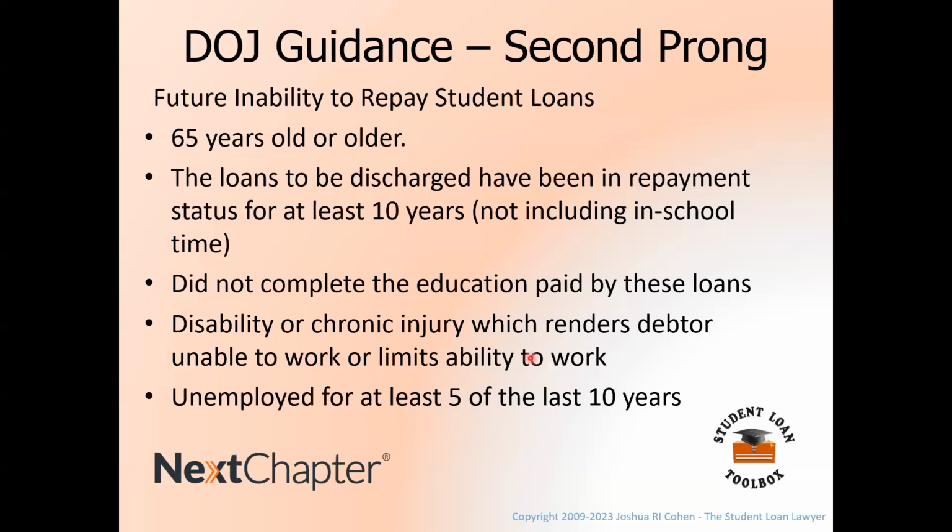Notice this is not a permanent disability. They're not asking about permanent disability. If they have a permanent disability, you should be doing the TPD discharge, the total and permanent disability discharge application. Your client gets rid of their loan in 60 days. But this is just asking about any kind of disability that makes them unable to work or limits their ability to work. If they're a part-time worker, this box can still be used.